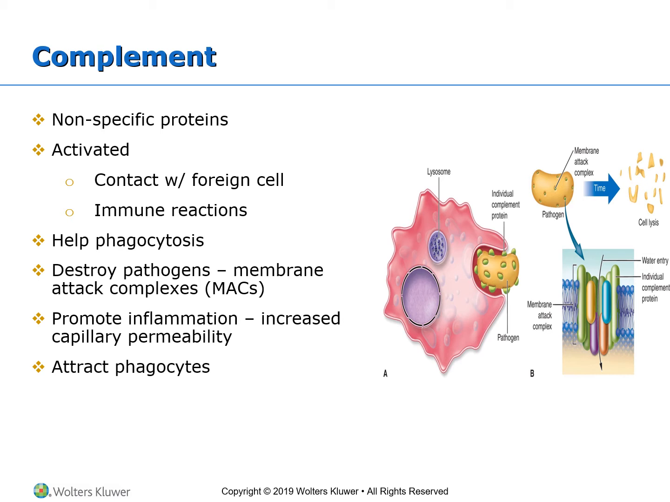It will promote inflammation by increasing capillary permeability. Just like I was telling you before about the histamine and prostaglandin, they will increase the capillary leakiness, will increase the spaces in between the cells, allowing the white blood cells to leak out and provide a function in the tissues. And it will also attract cells that have the ability to eat other particles, the phagocytes, to an area of inflammation.